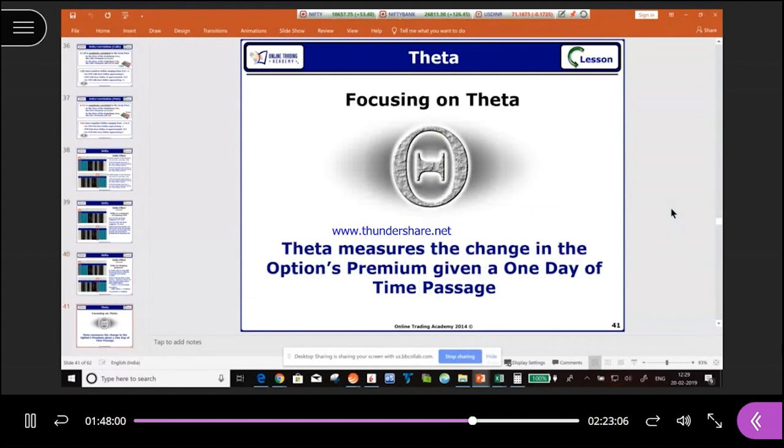All right, let's go to the next Greek, that is theta. Theta measures the change in the option's premium given 1 day of time passage. So what does theta tell you? You know that options are a wasting asset class. The time value reduces, correct? Who is responsible for reducing the time value? They're all the other parameters, but if nobody does anything, theta will definitely reduce the time value component. What exception, Arun?